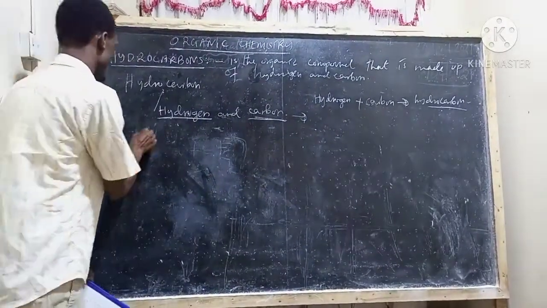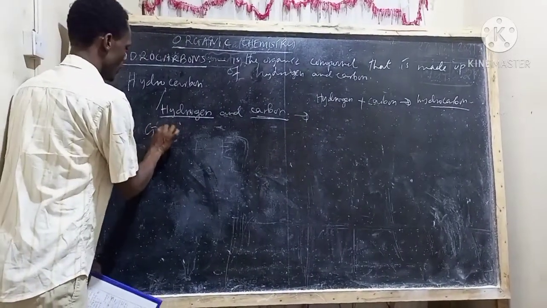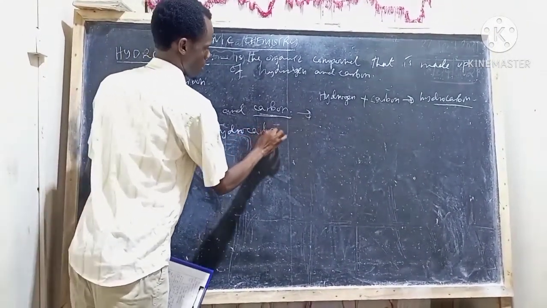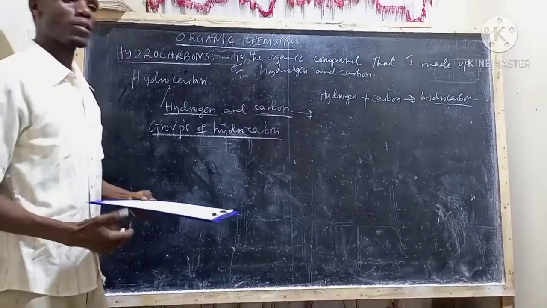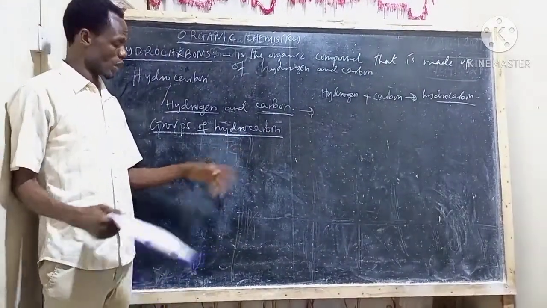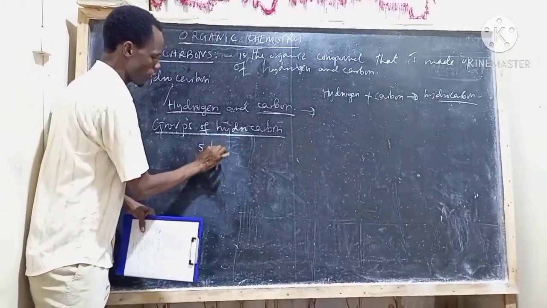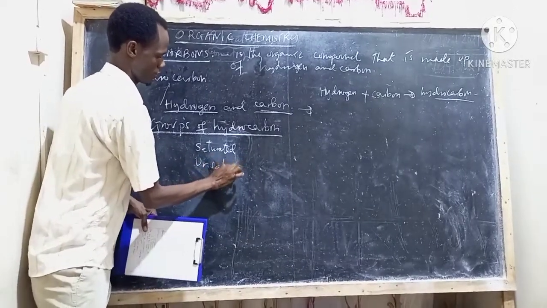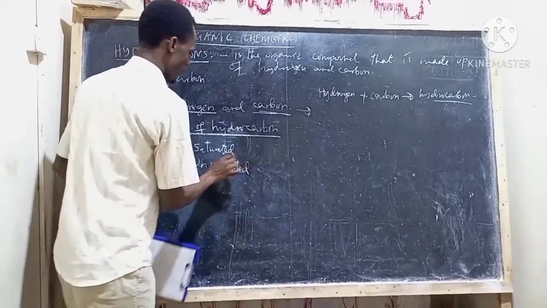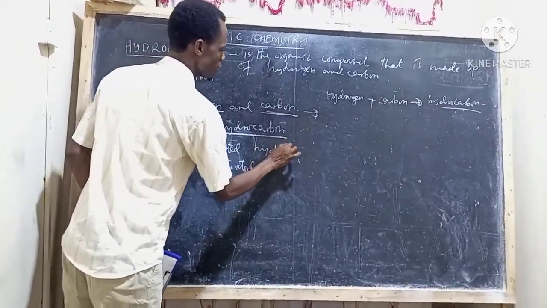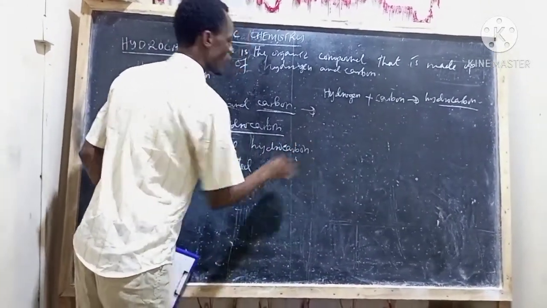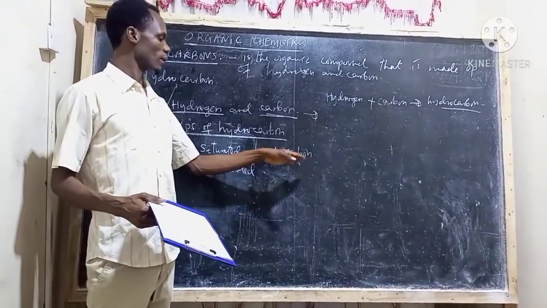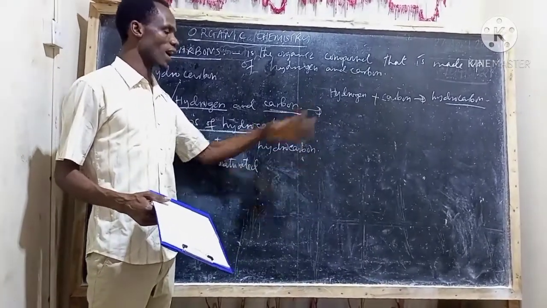Now, we have groups of hydrocarbons. We have two of them. We have saturated hydrocarbon and we have unsaturated hydrocarbon. Saturated hydrocarbons means all of the bonds of carbon are occupied by another carbon atom or by another atom.